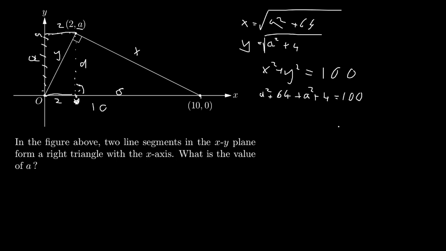And now we just solve this. On this side we have 2a squared, and we subtract 64 and subtract 4. So 100 minus 68, that's 32, I believe. We divide by 2. A squared is equal to 16. And we take the square root. A has to be a positive number because it's a length, so we don't need absolute values. So a equals the square root of 16, which is 4. And that's our answer.